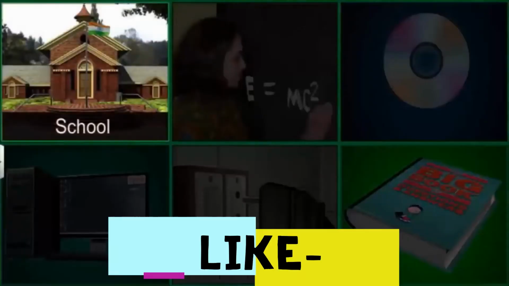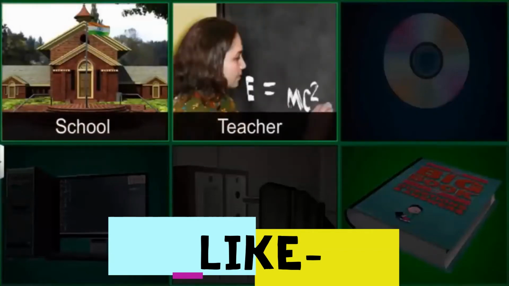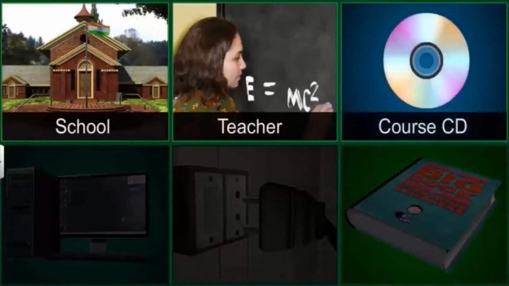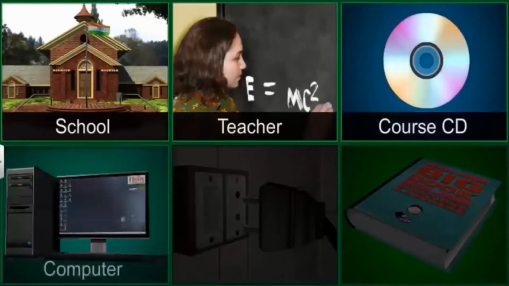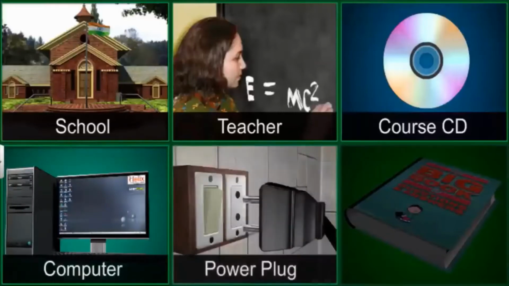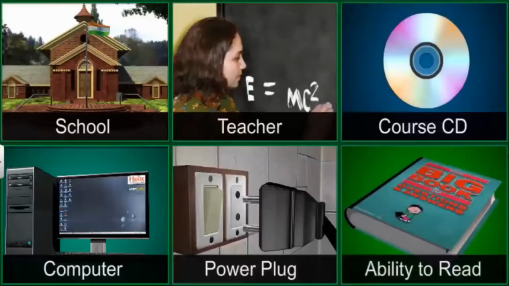Your school where you can sit and watch this course. Your teacher who can explain it to you. A CD that contains this course. A computer to run the CD on. Electricity supply to run the computer. Your own ability to read and write.